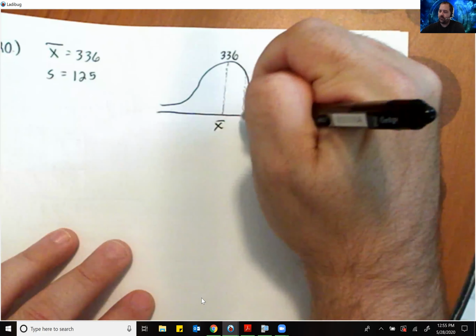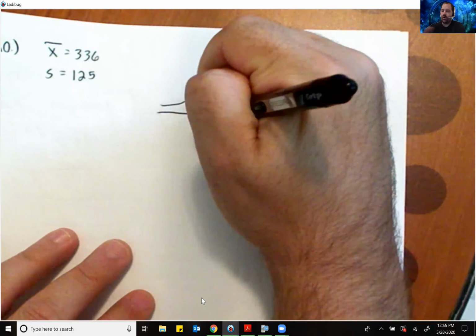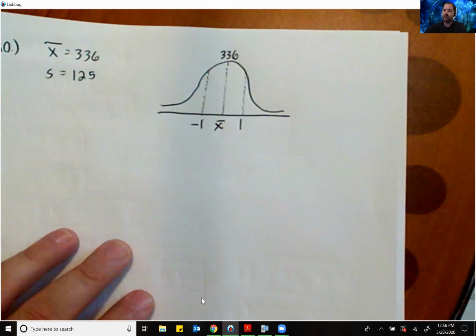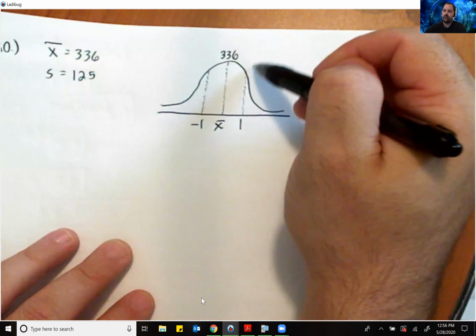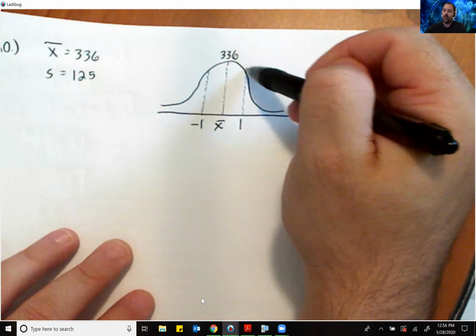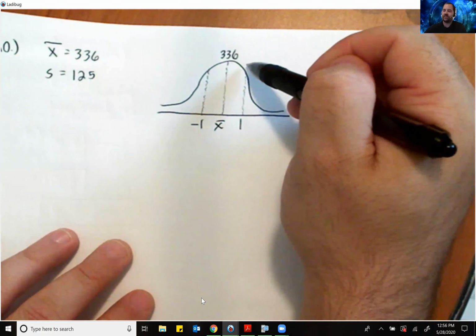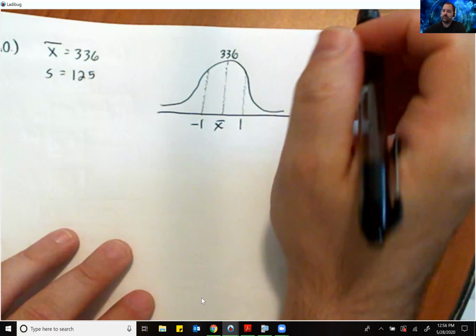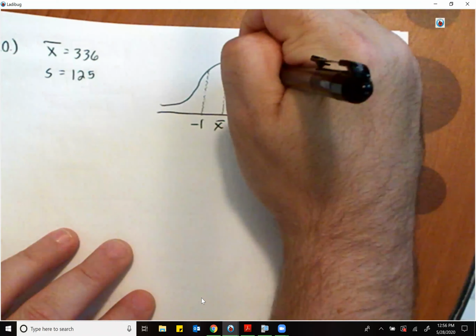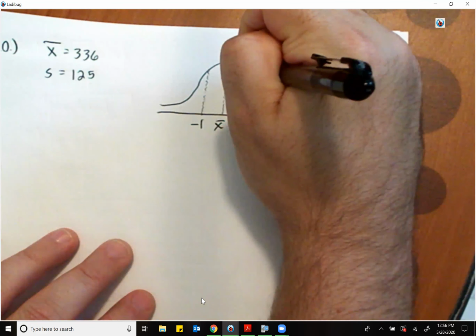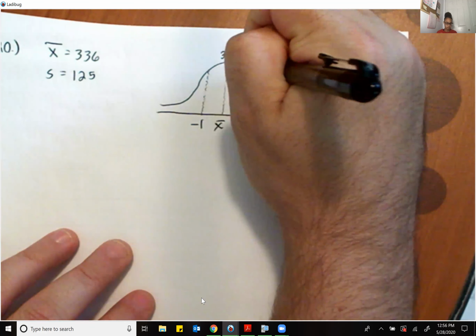So then over here, this is a standard deviation, one standard deviation above or below. So how do I get this number? You add 125. So what's 336 plus 125? 461.